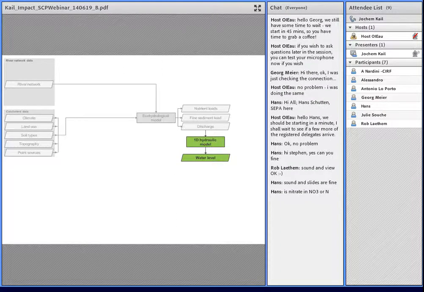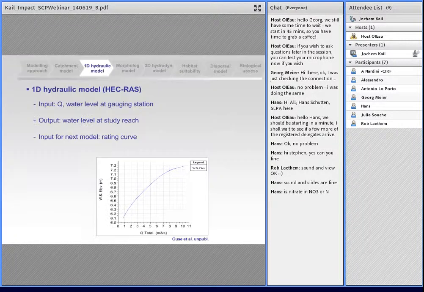After this eco-hydrological model, we have a 1D hydraulic model in our model chain, or model flow chart. I'm sure you are familiar with this 1D hydraulic model, which simply gives a so-called rating curve, a relationship between the discharge on the x-axis and the water level on the y-axis. This is the water level at the downstream end of our study reach. So this model links the catchment scale process, our modeling of discharge, to our study reach.